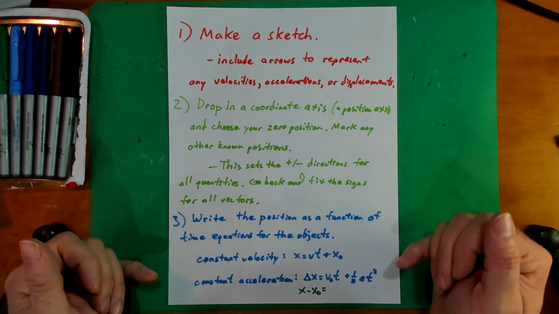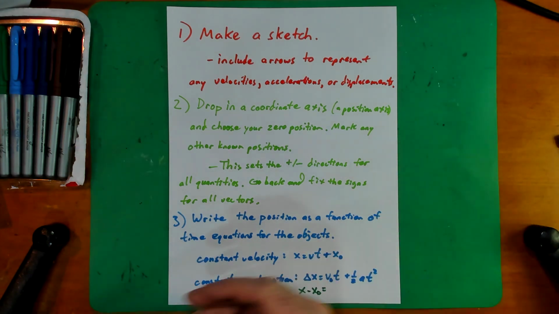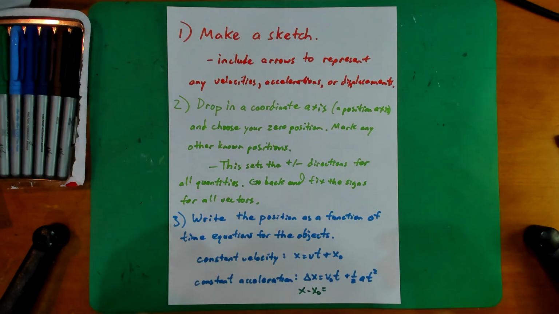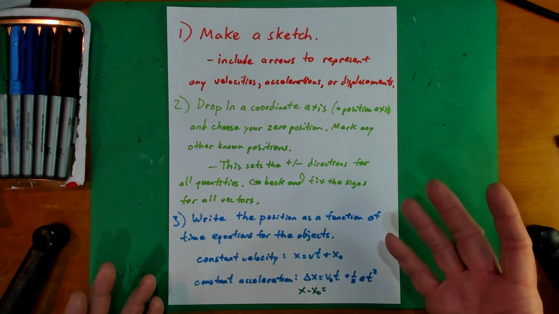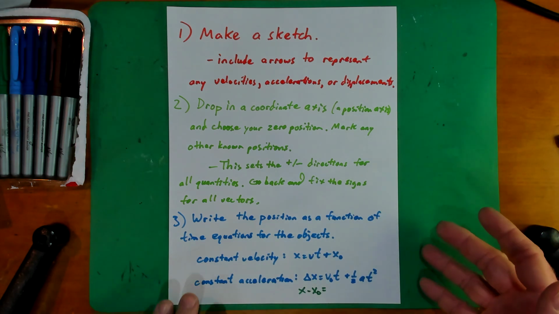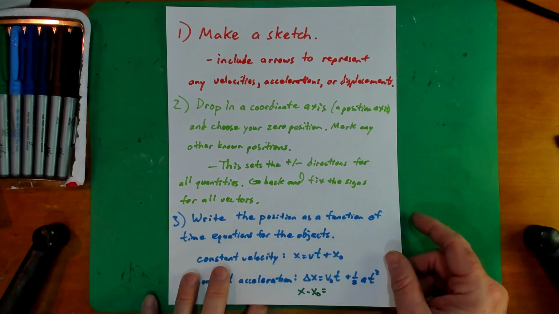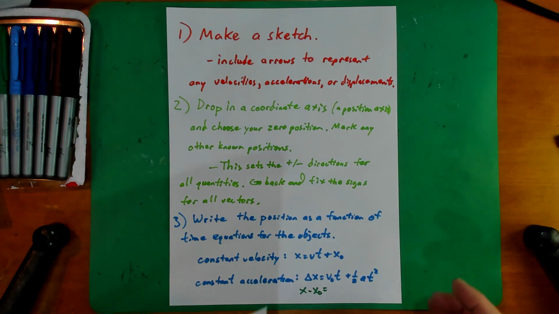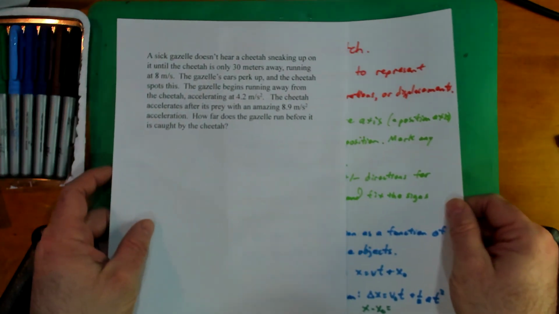Once I have these two equations for position as a function of time, I can set those positions equal to each other and solve for the time when they intersect, and then use that information for whatever else they want me to solve for. Okay, so let's check this using a sample problem. Let's go ahead and try this procedure. For my sample problem, I went ahead and wrote this one.